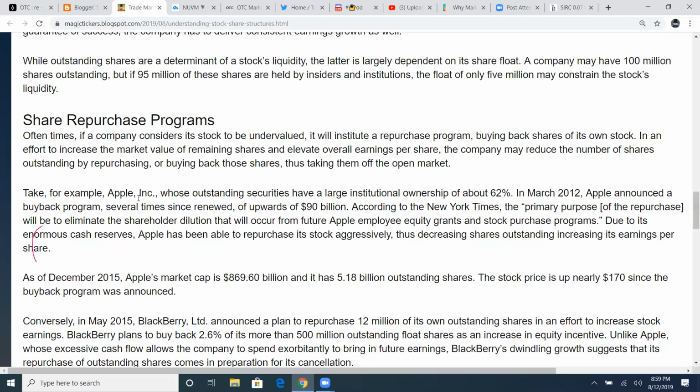Take, for example, Apple Incorporated, whose outstanding securities have a large institutional ownership of 62%. In March 2012, Apple announced a buyback program, several times since renewed at upwards of $90 billion, according to the New York Times. The primary purpose of the repurchase will be to eliminate the shareholder dilution that will occur from equity grants and stock purchase programs in the future. Apple employs them due to its enormous cash reserves.